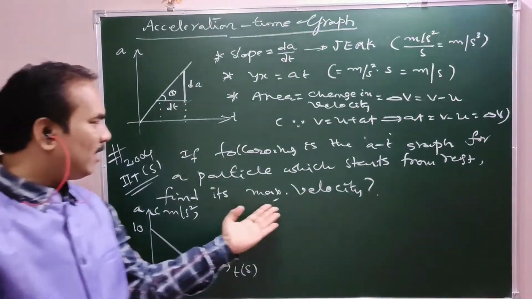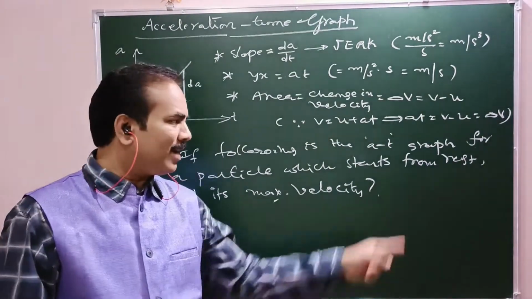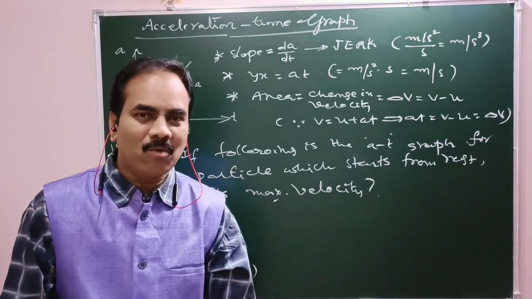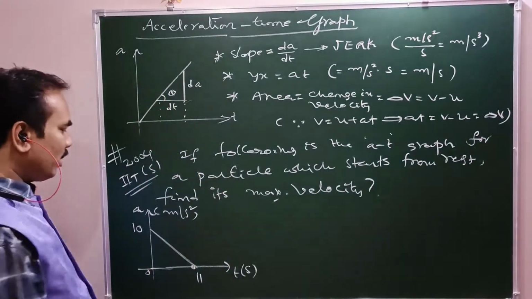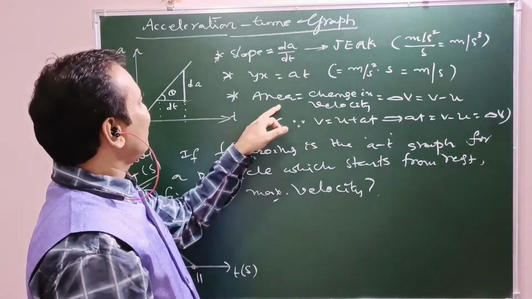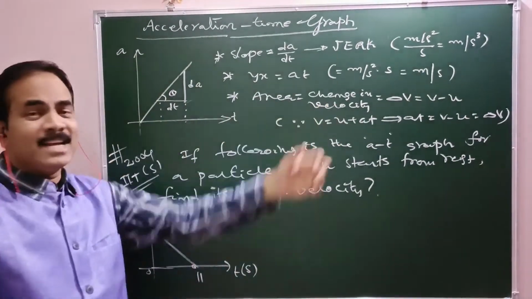Now we need to find the maximum velocity acquired by the particle. One hint is there. What is that hint? The particle starts from rest, in the sense u equal to 0. Right? u equal to 0. Now, we already came across one point: the area of the a-t graph equals the change in velocity.